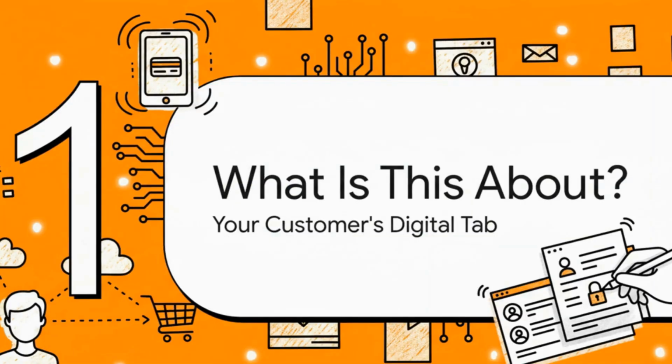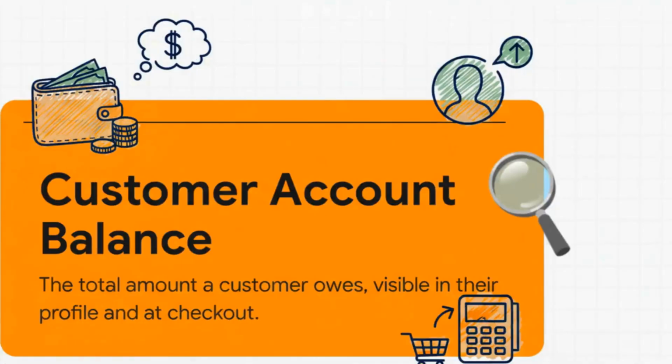We're going to break down 2 new features that pretty much create a digital tab for your customers. It just makes the whole process simpler and a whole lot more accurate. Okay, first up is the customer account balance. Just think of it as the customer's total IOU. But instead of being on a piece of paper, it's a clear, reliable number you can see anytime you look up their profile or add them to a sale.